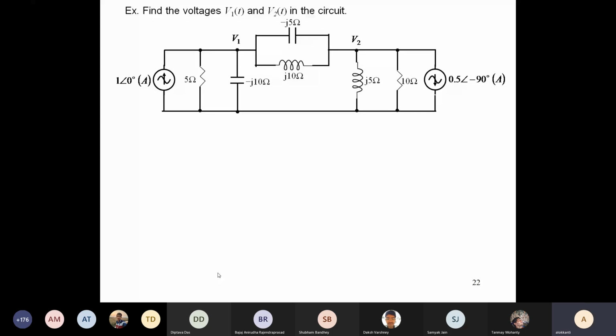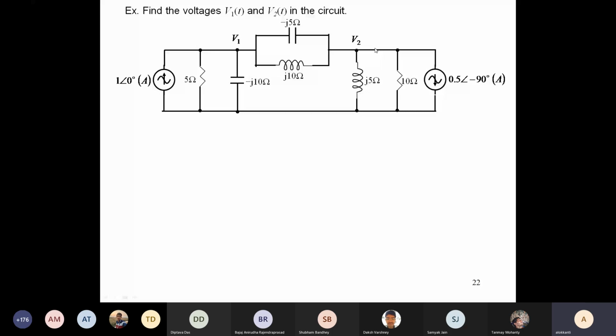Is it the numerical I gave last class? Yes, sir. So you see this numerical, you are asked to find out the voltages V1T and V2T. Okay, so V1 and V2 are basically these two node voltages. And what is actually given, the sources here are basically current sources.